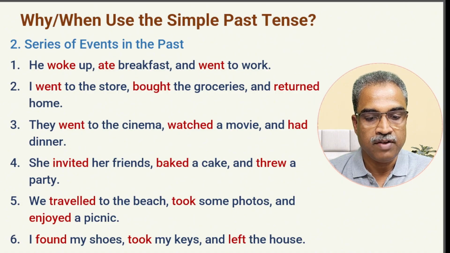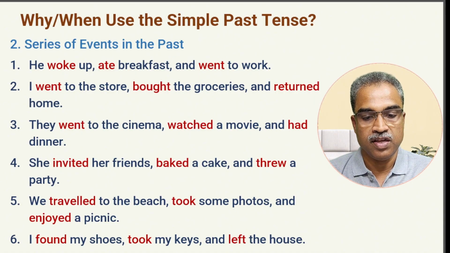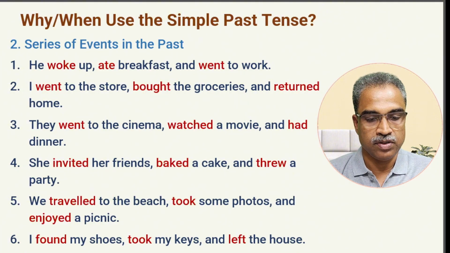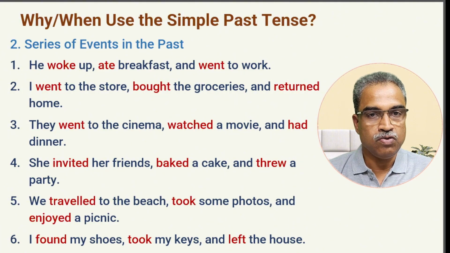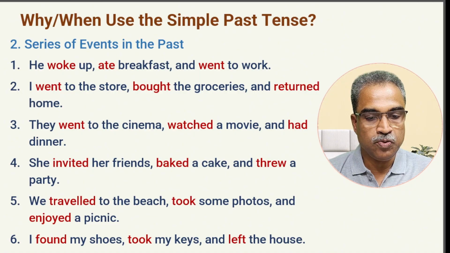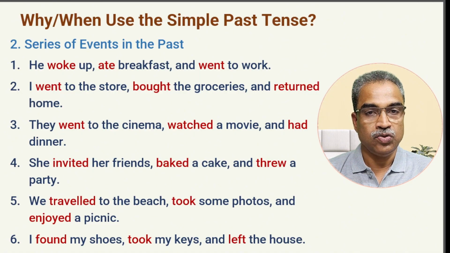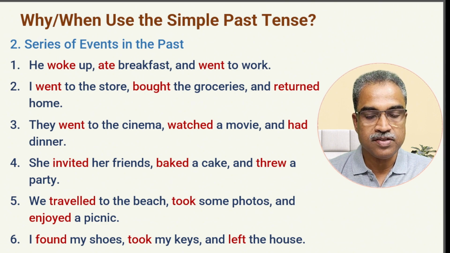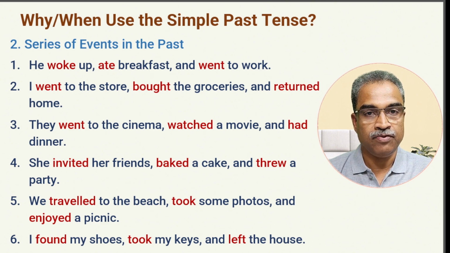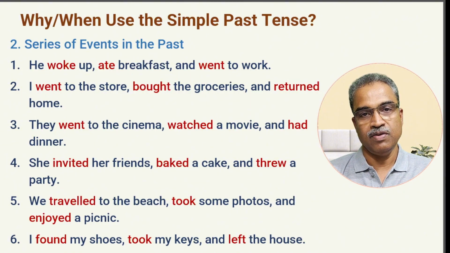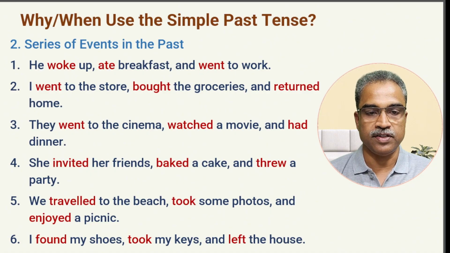And the last one, I found my shoes, took my keys, and left the house. So find is the root form V1, found V2. So first I found my shoes, and then take, took, taken. I took my keys, and then leave, left, left, V2 form, and left the house. So whenever we describe a series of events in the past, we generally use simple past tense. These are examples of such usage.